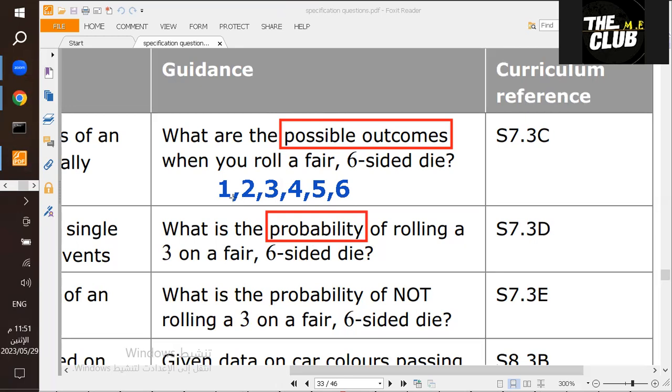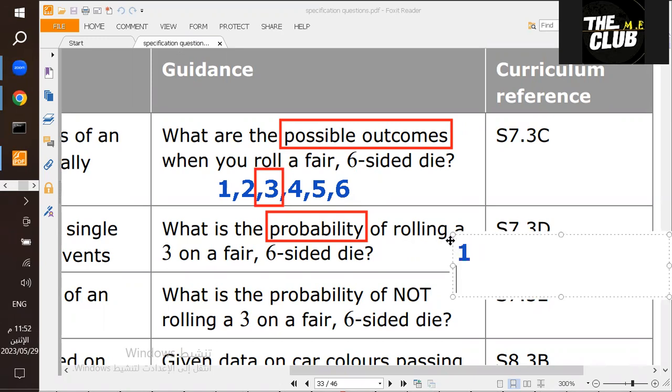The possible outcomes are what can come up when you throw it. Probability means, when you throw it, what's the probability of having this? For example, what's the probability of rolling a 3 on a 6-sided die? How many 3s are there on the 6-sided die? One. So the probability will be 1 over 6. Why 1 over 6? Because I have one 3 out of 6 in total. So the probability of getting a 3 is 1 over 6.